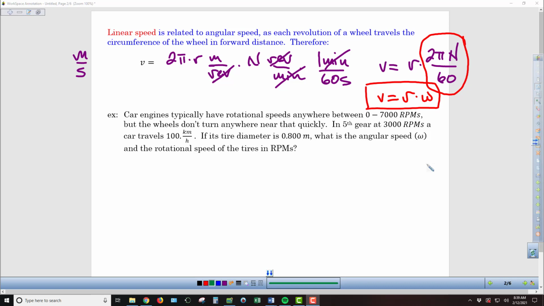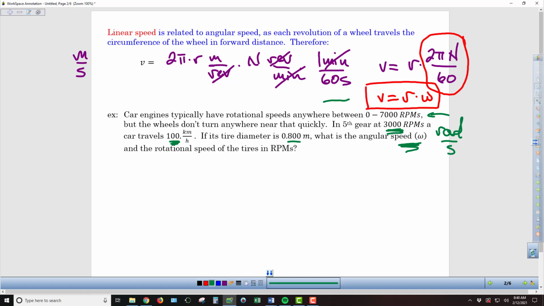So a car engine typically has its rotational speed anywhere between 0 and 7,000 RPMs. Of course, the wheels aren't going to be moving that fast. So in fifth gear, while we're cruising along the highway, when the engine's rotating at 3,000 RPMs, we've got a car traveling 100 kilometers per hour. We've got the tire diameter of 0.8 meters. So we want to find what is the angular speed. Remember, that's in radians per second. And then we want to find the rotational speed of the tires in RPMs.